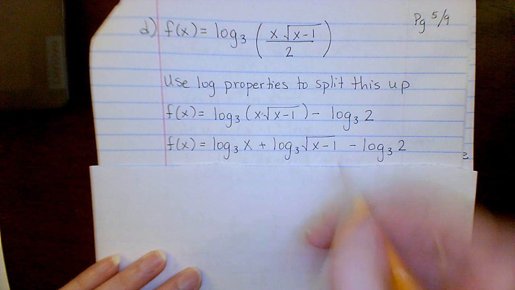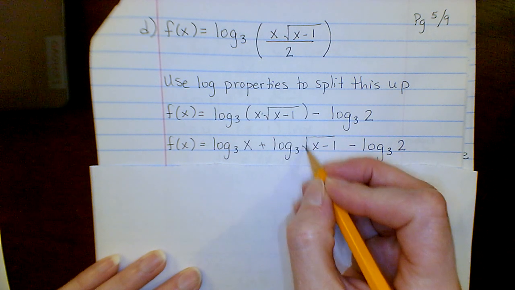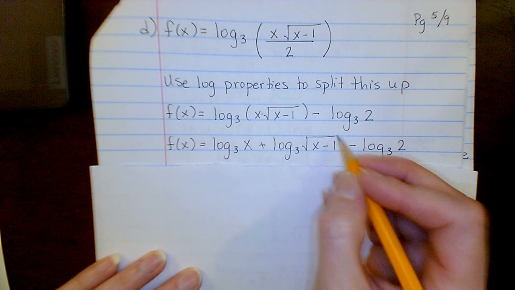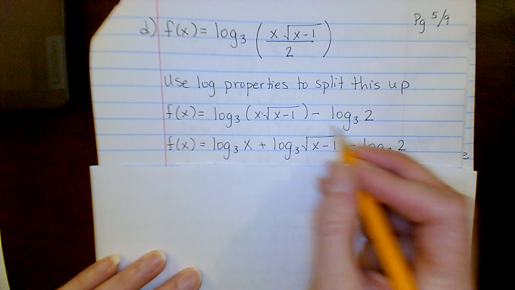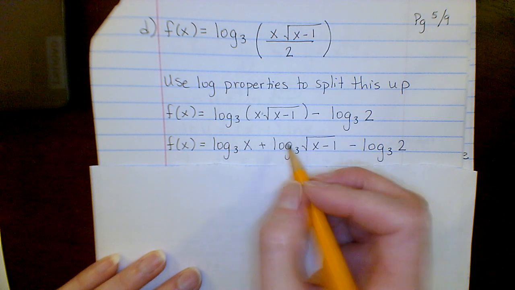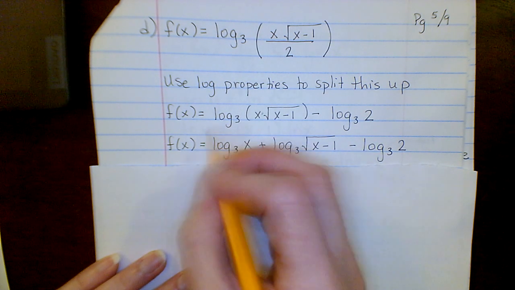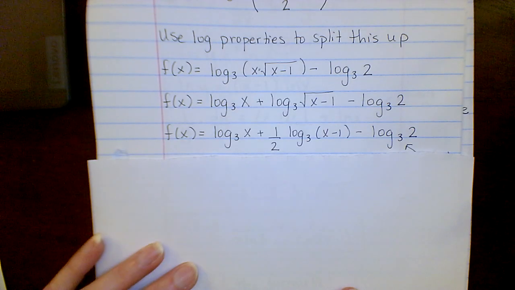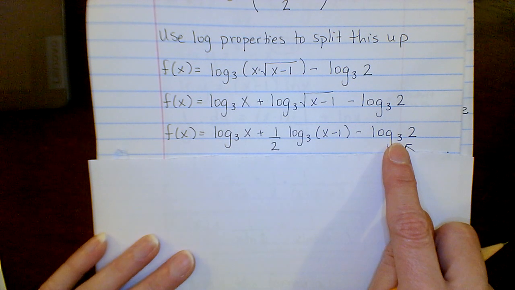I can do one more log property. That's because this square root we know is the same thing as a 1/2 power. And we know if there's an exponent on here, we can bring that 1/2 power out in front. But be careful, just in front of this term. Don't bring it all the way out in front of there. It's just in front of this term. So that's what it looks like after I've used the log properties.